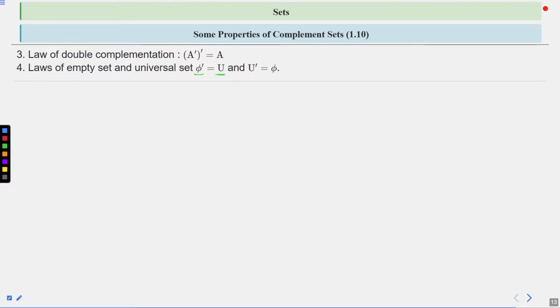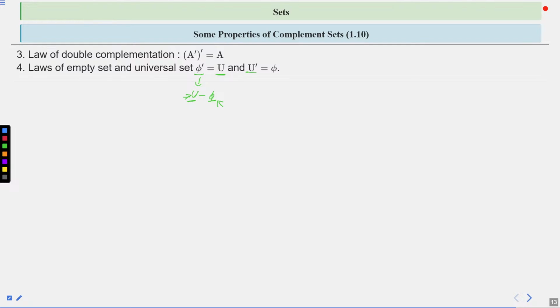Yes, meaning in terms of difference, if you recall, this will be U minus phi. Meaning you are collecting elements from the universal set and eliminating all the elements which belong to this set. Here we do not have any element in the phi set, so you will get U itself. So phi complement is U.